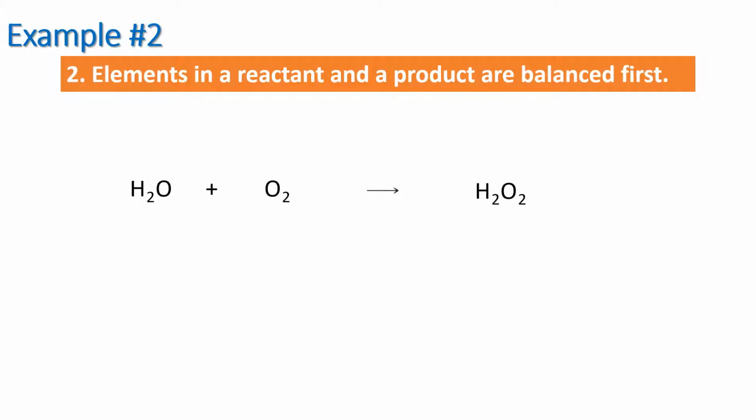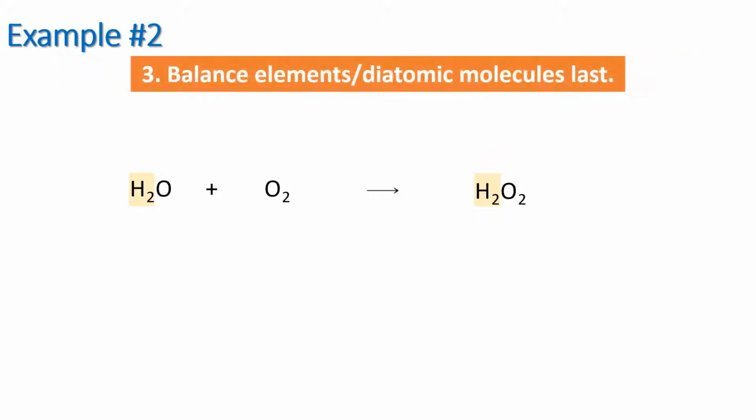Now, rule number 2 has us start balancing this equation by looking for elements that appear in both a reactant and a product. For this equation, that's going to be the hydrogen. And as we can see, they're balanced. We have two hydrogens in the reactant and 2 in the product, so we're done with that. And let's move on to rule number 3.